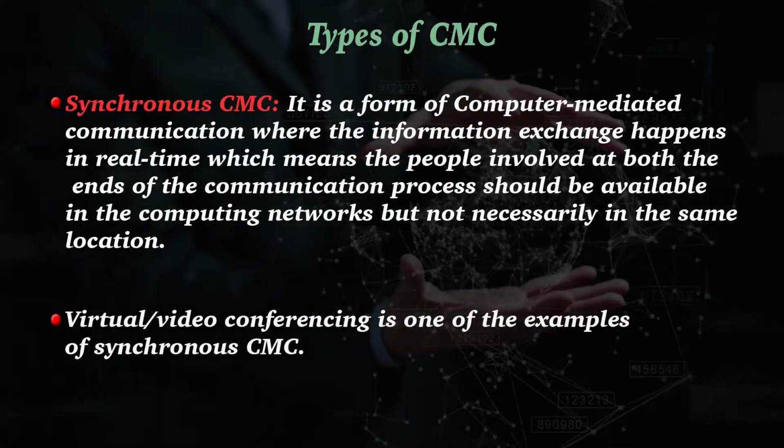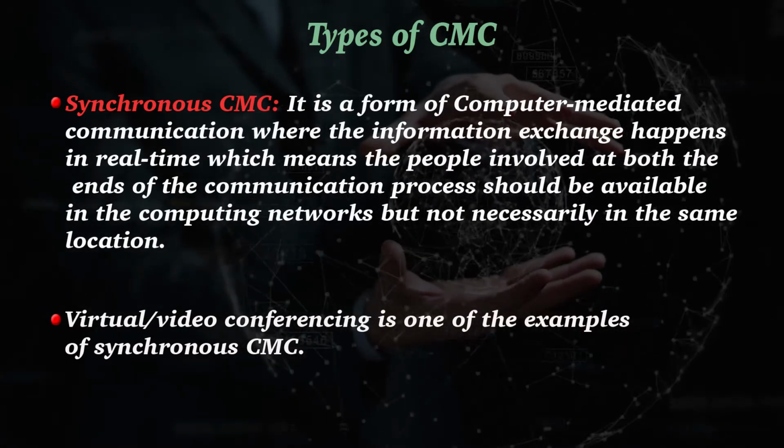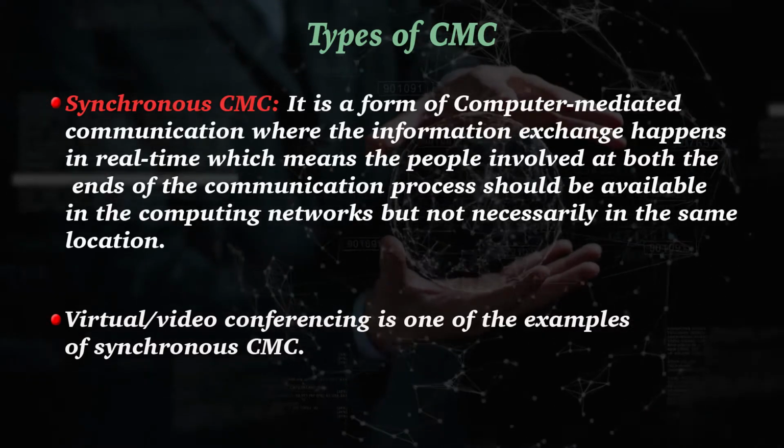That's called synchronous communication. The people involved at both ends of the communication process should be available on the computing networks. If it is a Zoom call or Google Meet call or any other live video conferencing system, whether one to one or one to many, virtual and video conferencing is one of the examples of synchronous CMC. That's quite common nowadays, and it is one of the outcomes of the COVID situation. We have started to exploit online synchronous video conferencing systems, particularly for official purposes. Even in personal family circumstances it has expanded tremendously, and many sections of society started using it with the available infrastructure and computing devices. This is about synchronous computer-mediated communication.